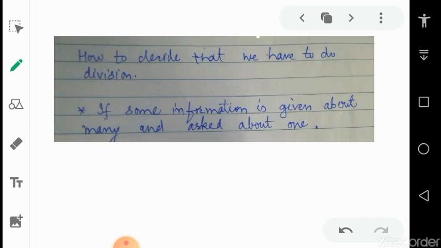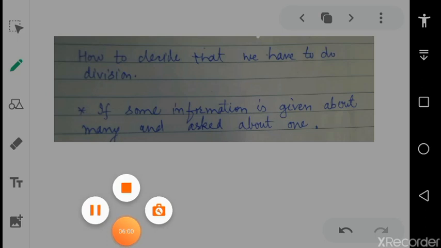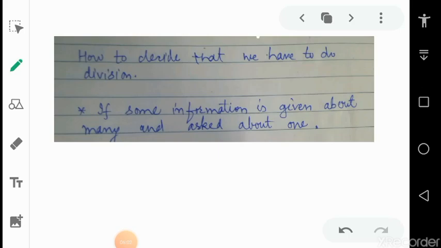Next, how to decide that we have to do division. Okay, it's very important. If you can decide that yes, this is a question of division and I will do division, then you are going the right way. Otherwise, maybe you are going wrong.